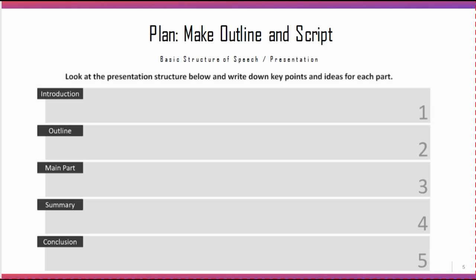And you write key points or ideas for each part. When you make a plan, you don't have to write every single sentence in detail. Please don't write complete sentences. That will be too much. You can write complete sentences when you write a script. But when you make an outline, you can just write some keywords, key points, and some ideas. And based on these key points or structure, you can write a script fully in complete sentences later.